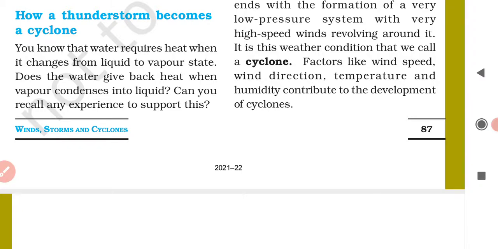Next, does the water give back heat when vapor condenses into liquid? That means if you want to convert the vapor form of water back to the liquid form, you have to cool it down, right? That process is known as condensation. So during the condensation process, is heat given out from the vapor state? Yes, the heat is given out by the vapor form, which will warm the atmosphere, the surrounding media.